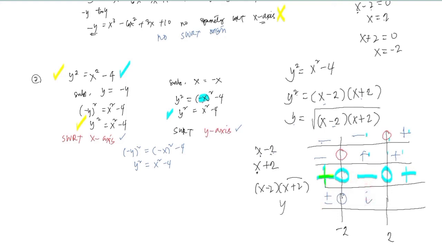Hindi natin alam kung ayos yan, hindi siya nag-e-exist. And in here, so that's 0. And sa positive, so it's plus and minus. So magkakaroon tayo ng idea kung ano yung itsura nitong ating curve. So, tingnan natin ha.